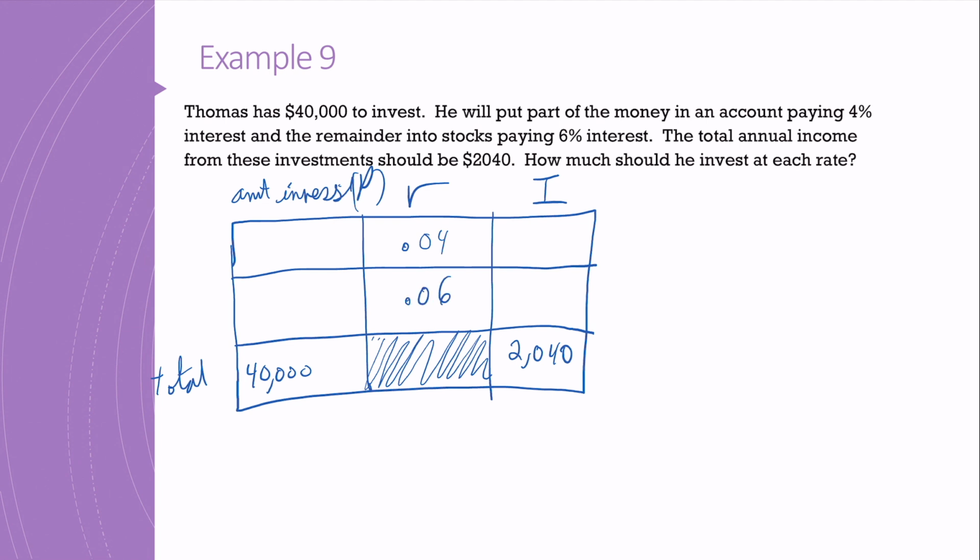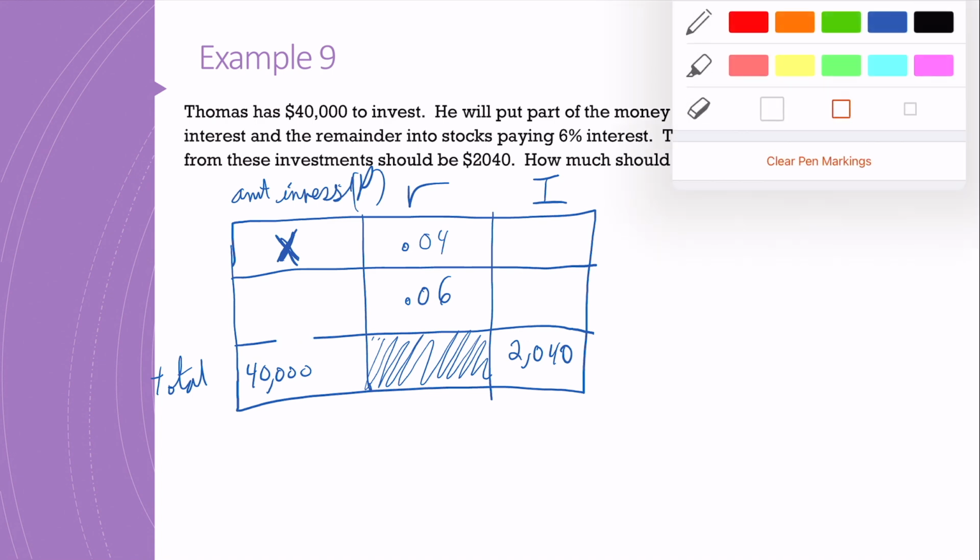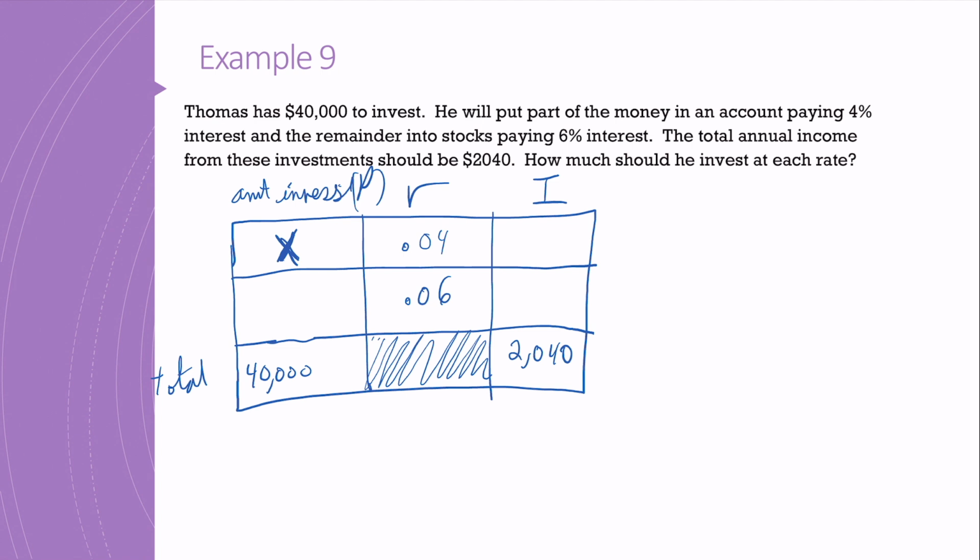Let 0.04 be that first account. So let's say I invest X in that account. It's very tempting to want to put a Y right here. I'm actually not going to do that because what I want us to think about is if I invest X dollars, how much do I have left, right? If I invested $10,000, I would have 40,000 minus 10,000 left. If I invest 5,000, I'd have 40,000 minus 5,000. So if I invest X, I'd have 40,000 minus X.